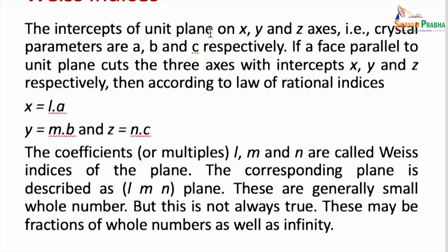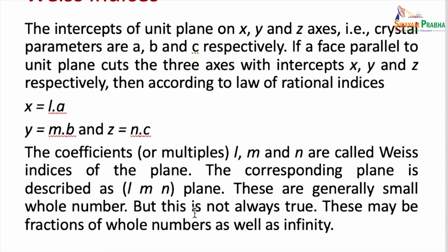So the intercepts of the unit plane on the x, y, and z axes, that is the crystal parameters, are a, b, and c respectively. Now if a face parallel to the unit plane cuts the three axes with intercepts x, y, and z respectively, then according to the law of rational indices, x is equal to la, y is equal to mb, and z is equal to nc. The coefficients or multiples l, m, and n are called the Weiss indices of a plane. The corresponding plane is described as the lmn plane.